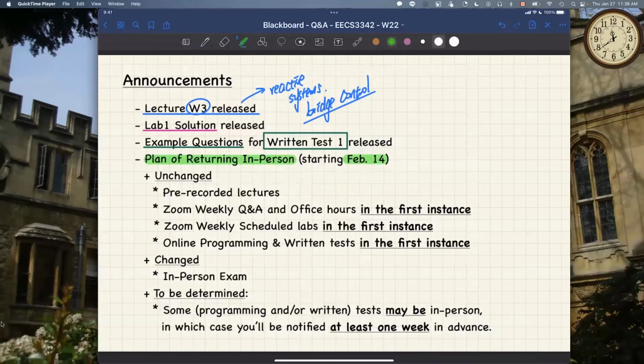Remember, you guys did a survey. Many of you actually participated. Thank you. Not everybody was able to participate, but that's okay. I can definitely see the trend about the preference by the class.